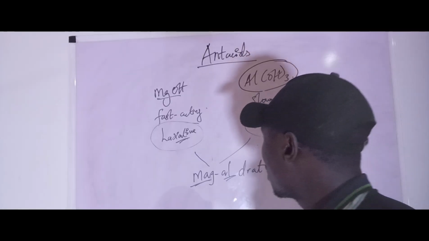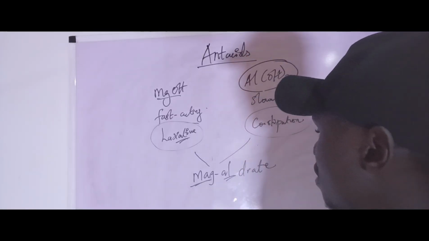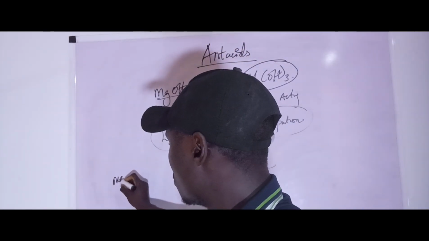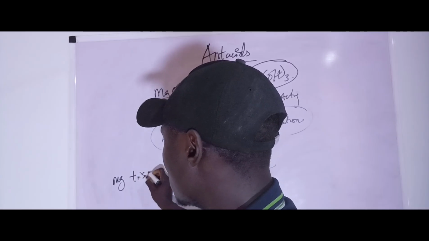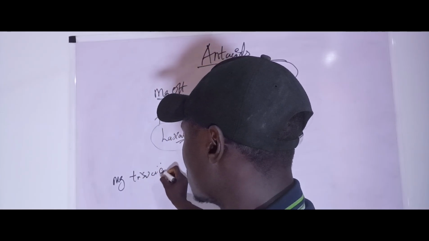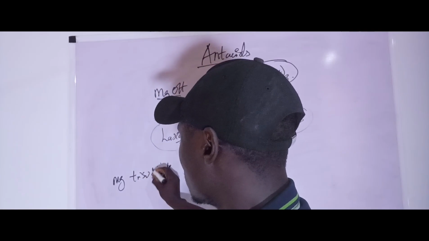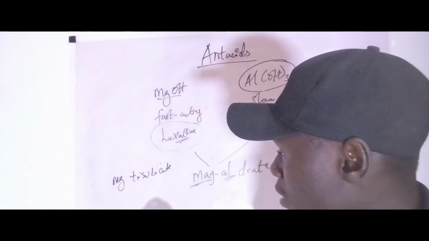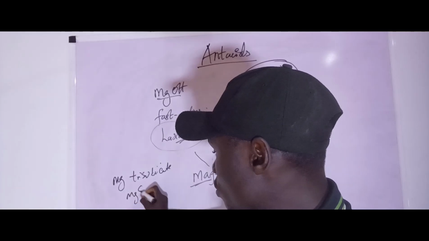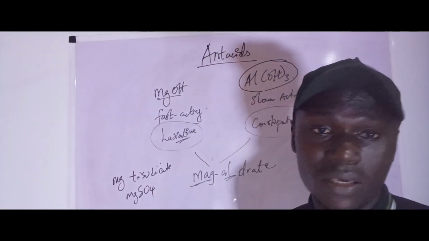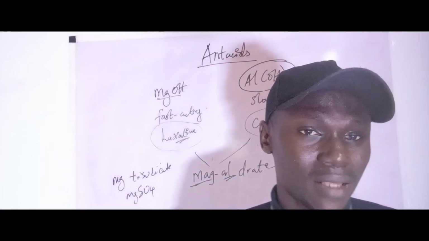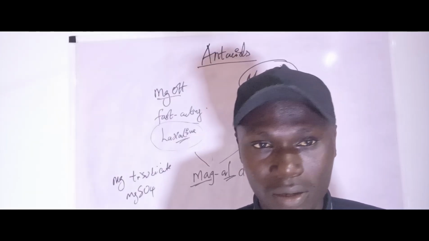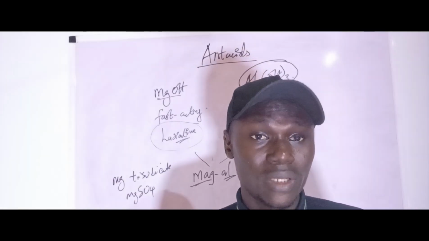Another antacid that can also be used is magnesium trisilicate. Magnesium trisilicate can also be used, but take note that magnesium sulfate is only used as a laxative, not as an antacid. Okay, so with this we're done with antacid.